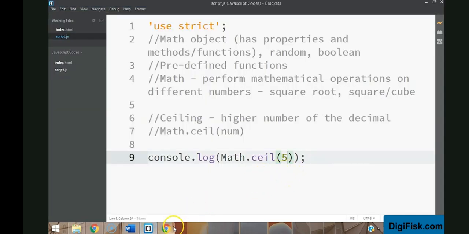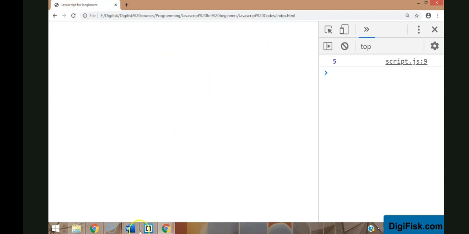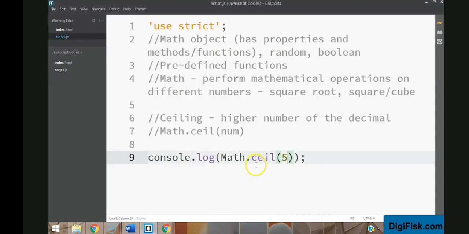But what if it's 5? It's just going to keep 5. So for the round off method or for the ceil method, all of these things, it only works on decimal numbers. Okay, only works on floating point numbers. But if you give a whole number like this, it'll just return the same number.